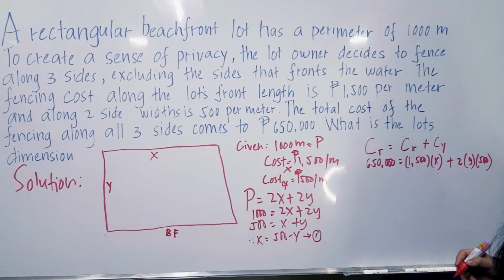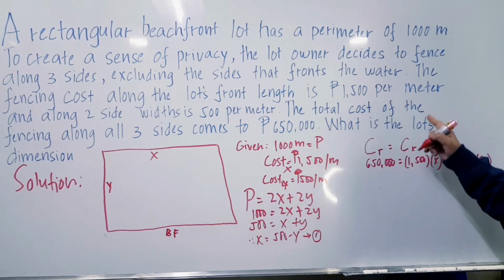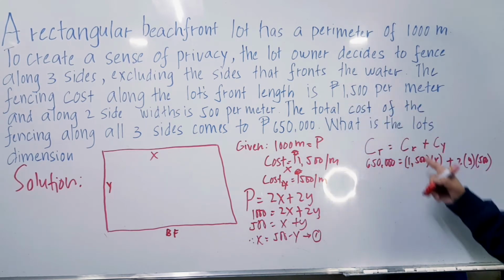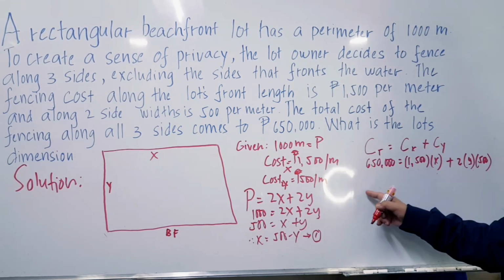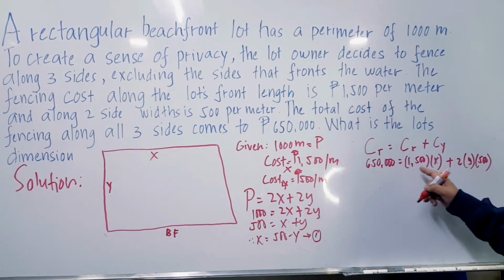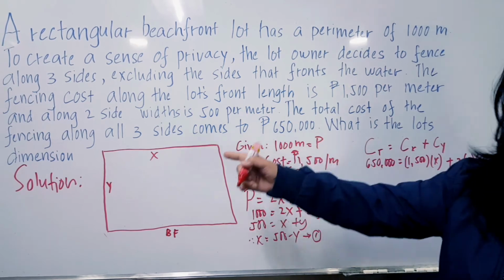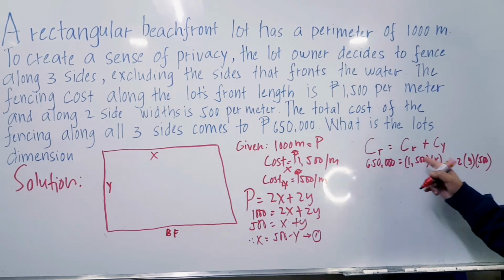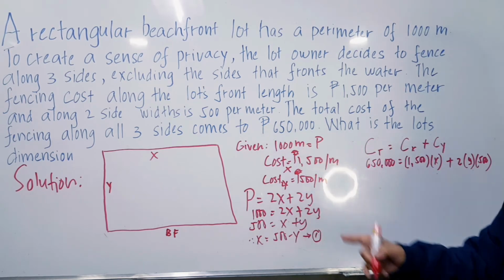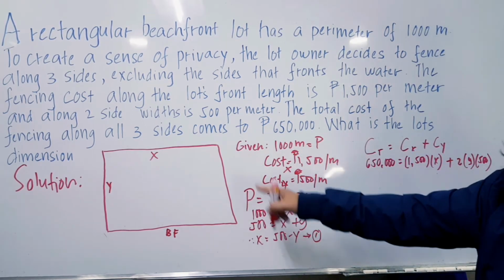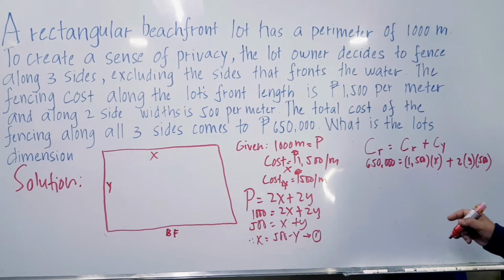Kung bakit na-multiply? Kasi ang 1,500 is per meter, so you have to change it to peso only. 1,500 pesos per meter, so you have to multiply by the distance. So, ang resulta niya, peso, kasi kailangan maging consistent tayo sa measurement. Kung ito peso, kailangan peso rin dito sa sides. Kasi ang given dito is in peso per meter. So, you have to multiply by the length of the sides. From each side is equal to 1,500, the cost per meter, multiply by the length of the side, plus 2 times, dahil dalawa, the y side times the cost per meter, which is 500.